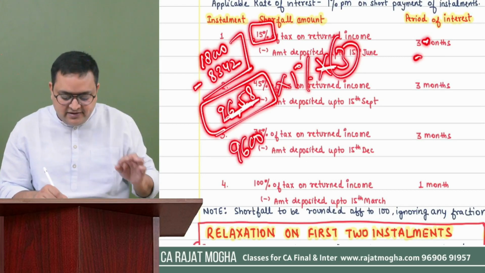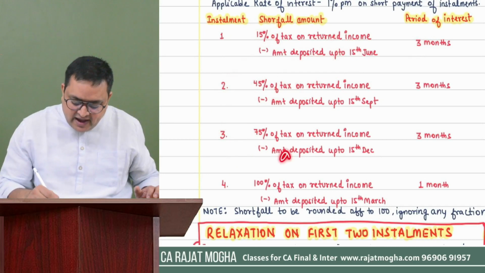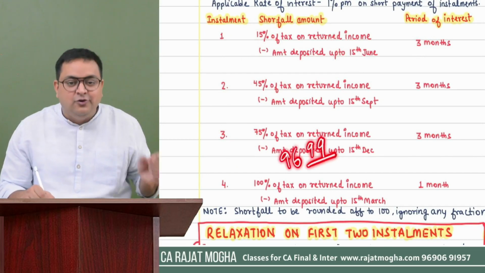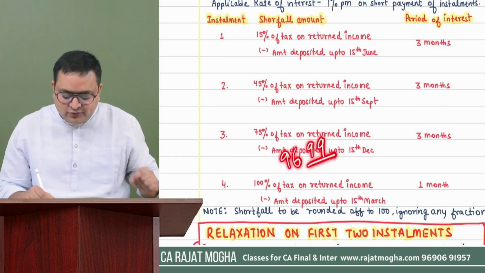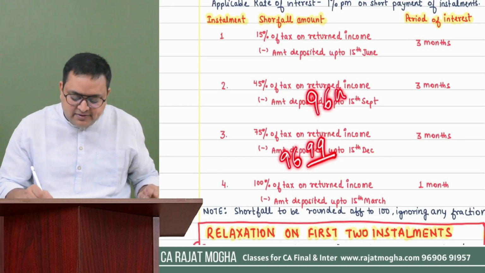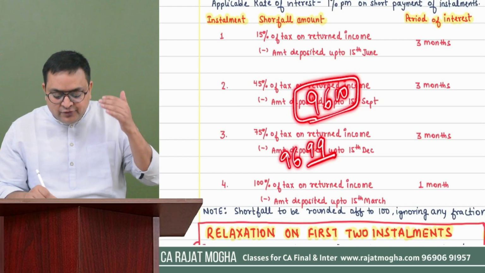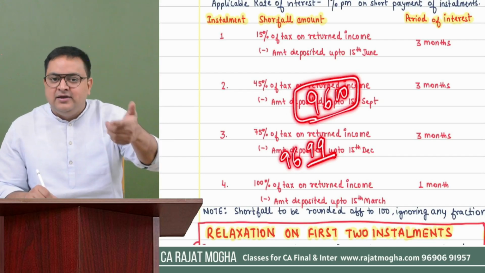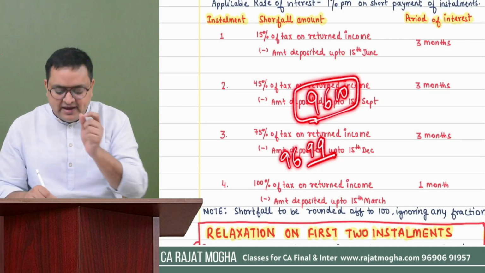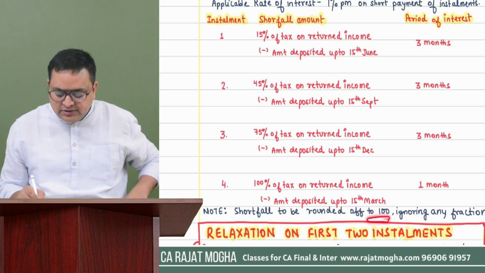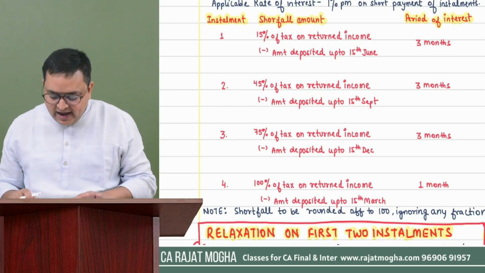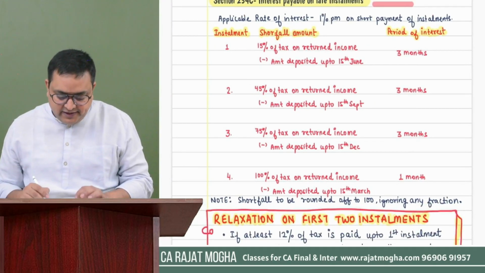It would be 9,600. Even if this had been 9,699, I would ignore that fraction. So I'll be taking it as 9,600, right? You don't have to round it off to the next number. So you have to ignore that fraction and take only the figure rounded down to the 100, ignoring any fraction, right?